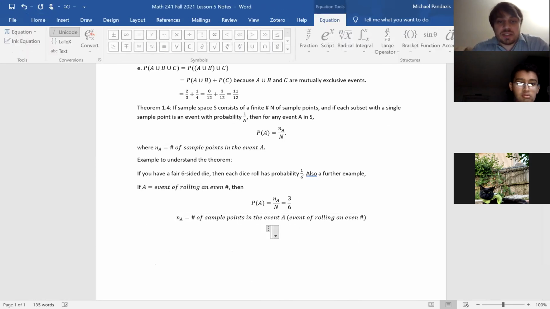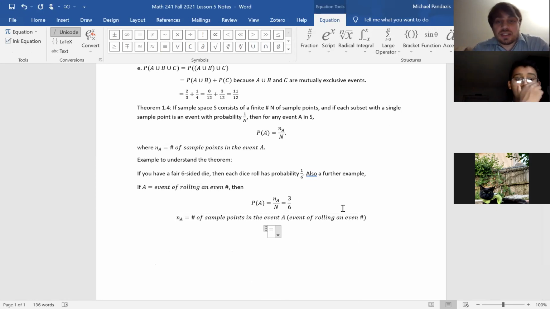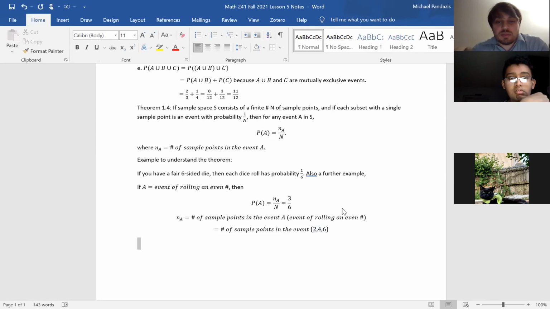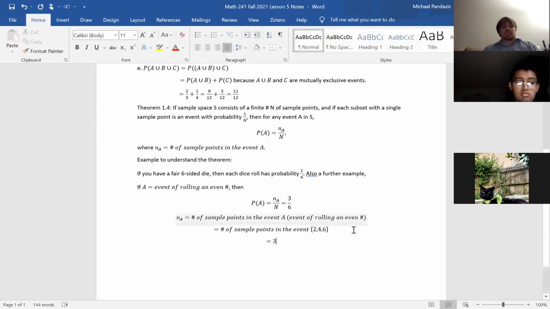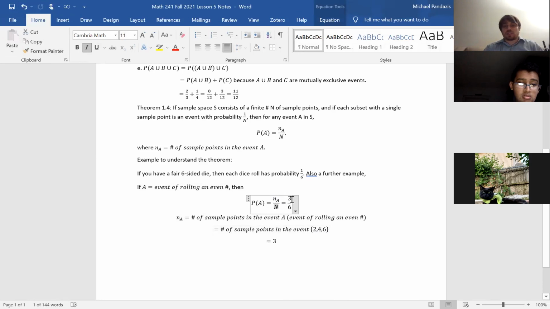Right, and so that means that that's equal to the number of sample points in the event. Well, the event is the even, so that's the set 2, 4, 6. And so the number of sample points in that is equal to 3. So n sub A is equal to 3 here, because the event A is rolling an even, and there are 3 sample points in that event. The n sub A is 3, and the total number of rolls is 6, so 3 over 6.